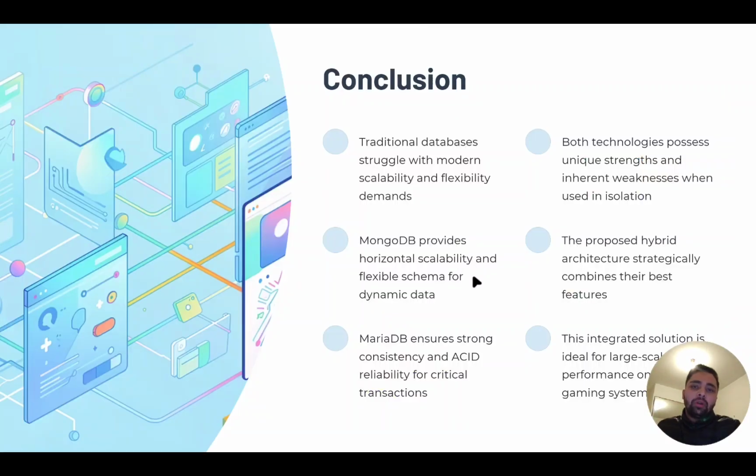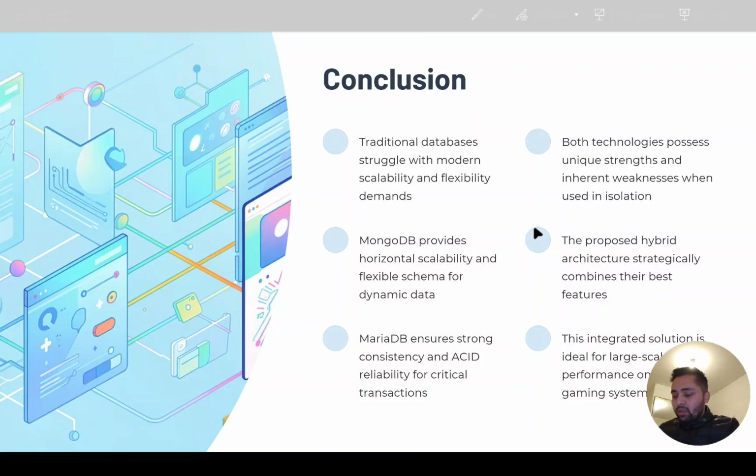So, to conclude, traditional relational database systems face several limitations in modern gaming systems, especially in scalability and real-time processing. MongoDB improves the scalability and the flexibility, while MariaDB improves the consistency and the transaction reliability. Therefore, the proposed hybrid database architecture provides the most balanced and effective solution for modern large-scale gaming environments.